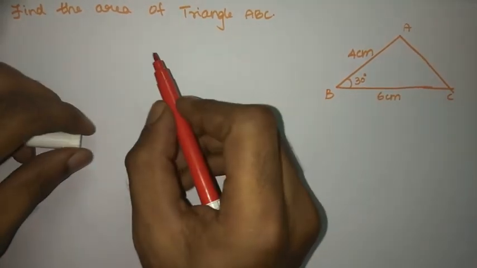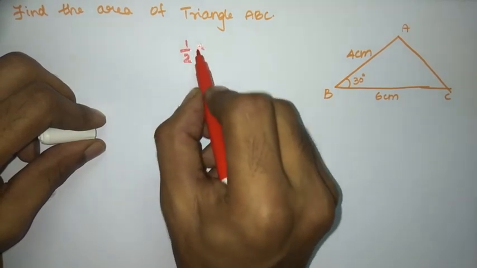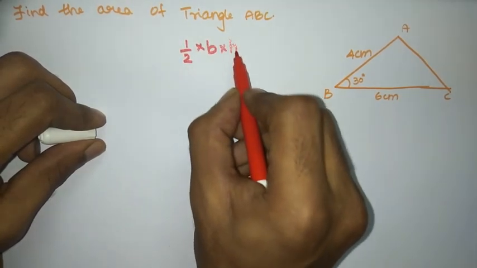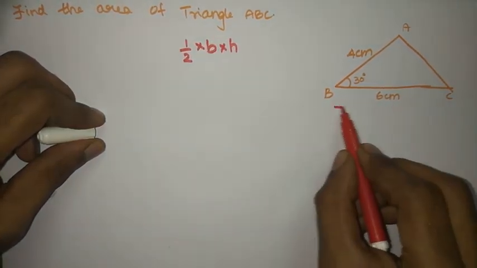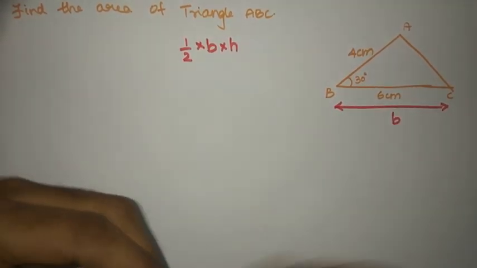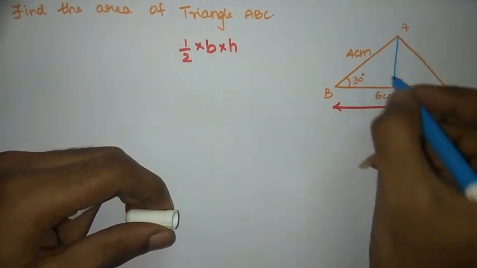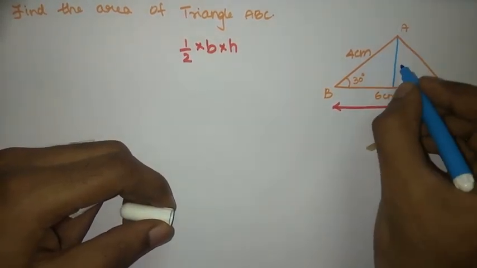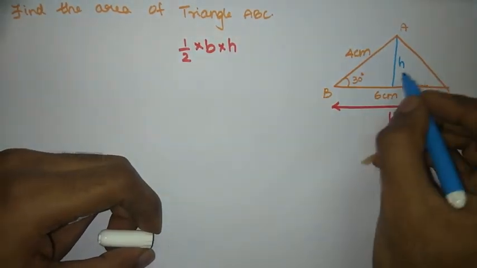So we know that the area of a triangle is half into base into height. If we consider BC as base, the height must be this one. So this will be height h. We know the base value, but h is unknown.